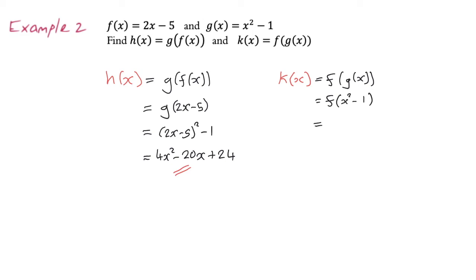And that means we're going to have 2 lots of x squared minus 1 minus 5. And again, I'm just going to break that bracket so that we can write a more simplified answer. 2x squared minus 2 minus 5, or 2x squared minus 7. Now we notice here that h of x and k of x are not the same. And it's really important in this particular topic that we make a note of that.